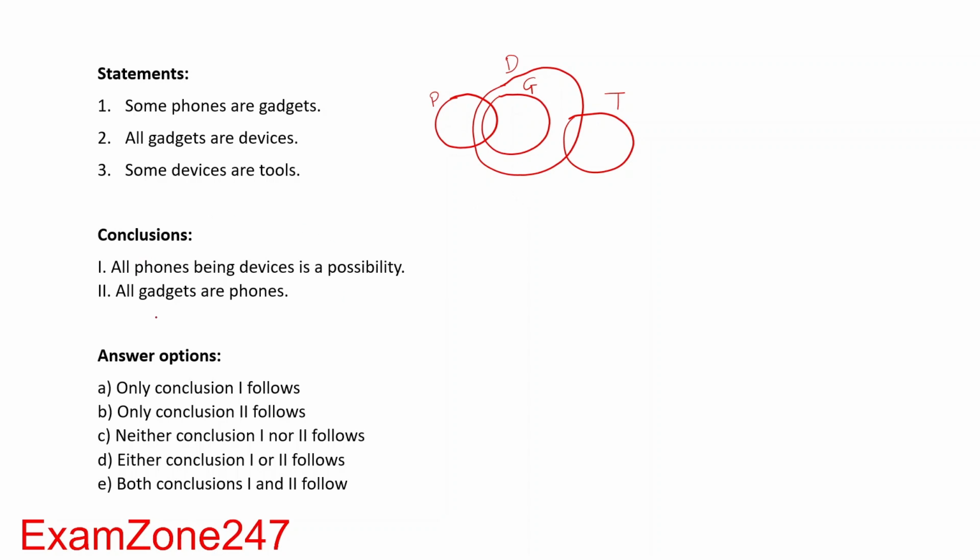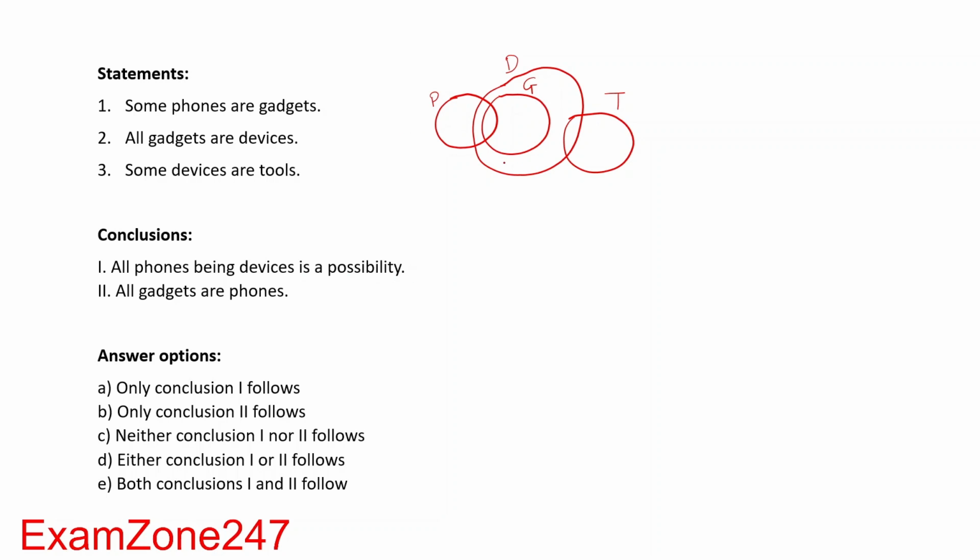Now let's see. They are asking either-or type of conclusions only. We will first apply the 3 conditions. Here we can see phones, devices, gadgets, phones. So here also subject and predicate differ in the left and right side. So obviously the either-or type of conditions cannot be applied here. Now let us look at it individually. All phones being devices is a possibility.